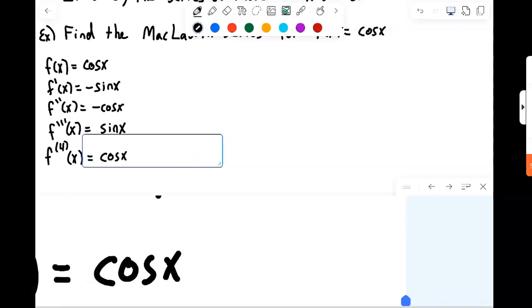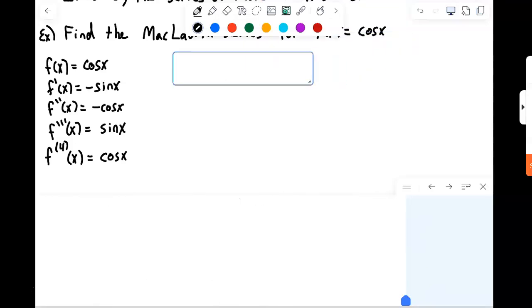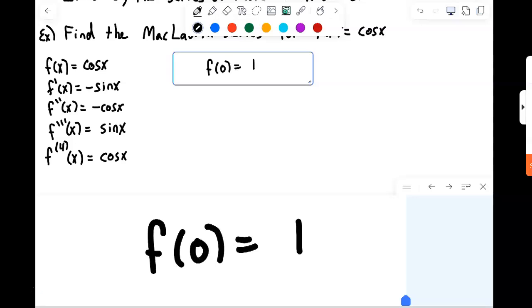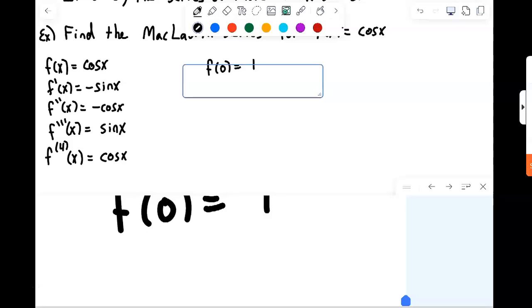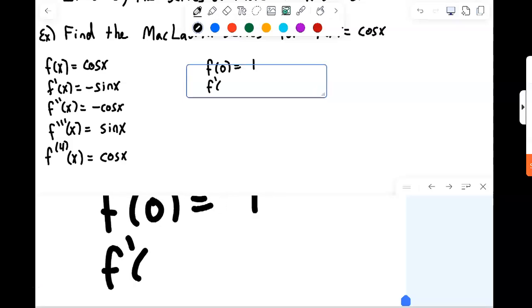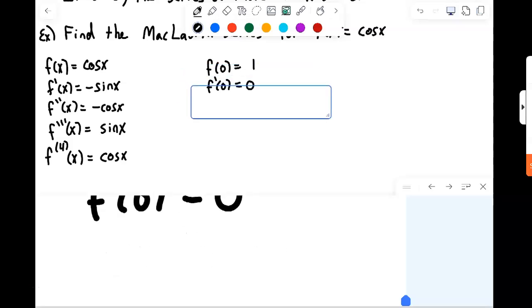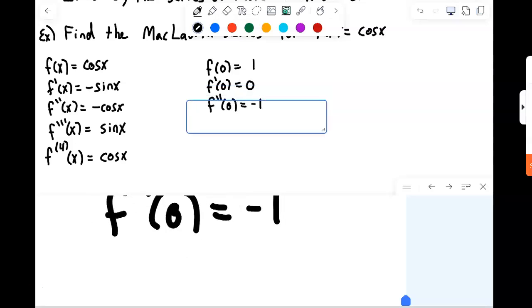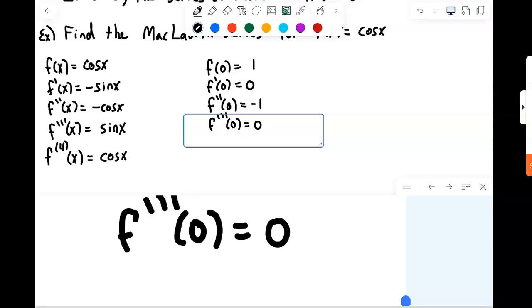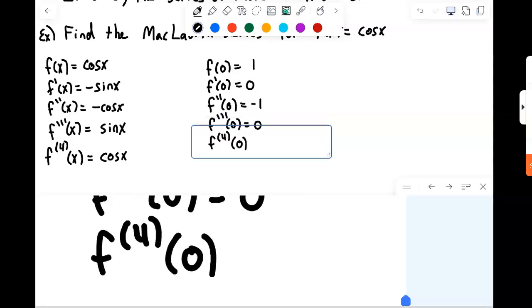Then we evaluate those at our center, which for a Maclaurin series is 0. We've done something similar previously. f of 0 would be 1. Sine at 0 is 0. f double prime at 0 would be minus 1. f triple prime at 0 would be 0. And the fourth derivative, again just repeating that pattern, would be back to 1.